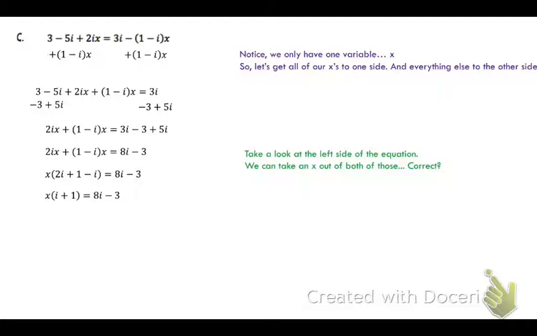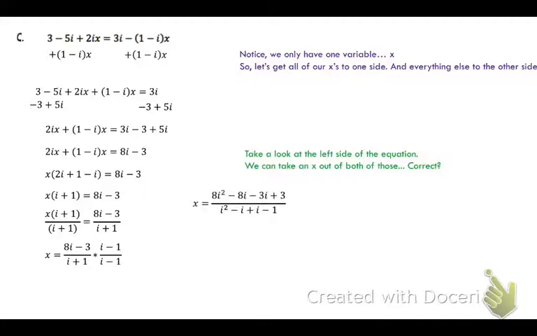Combine your i's in there, so x times that, and then to get the x by itself, we're just going to divide both sides by i + 1. Okay, so we get x = (8i - 3)/(i + 1). And then we have to get this so we don't have i in the denominator, because mathematicians don't like i in the denominator. Multiply by the conjugate.